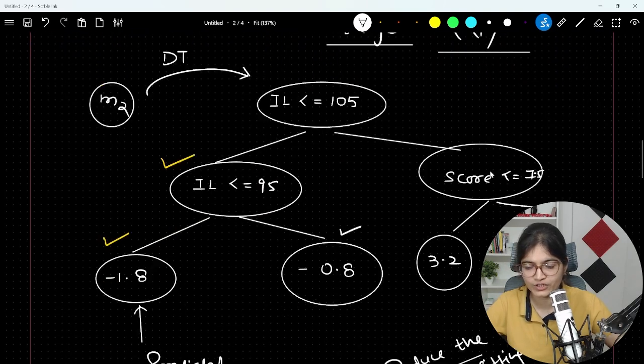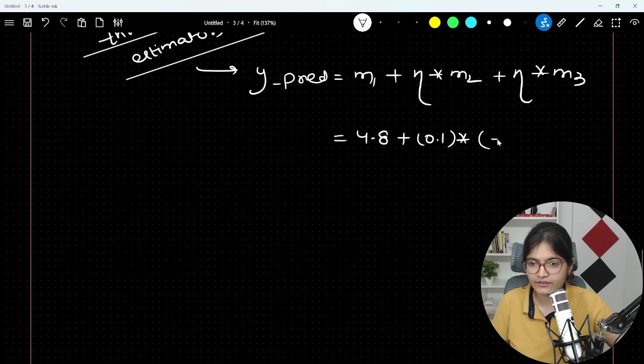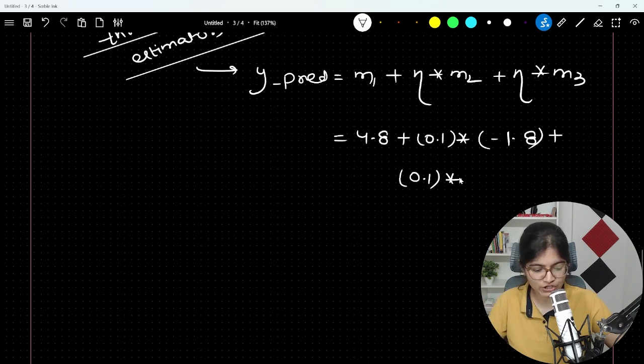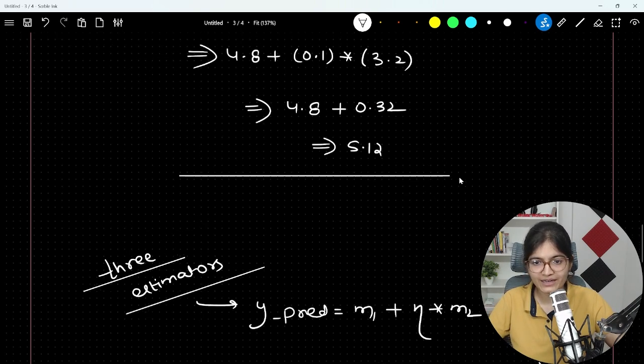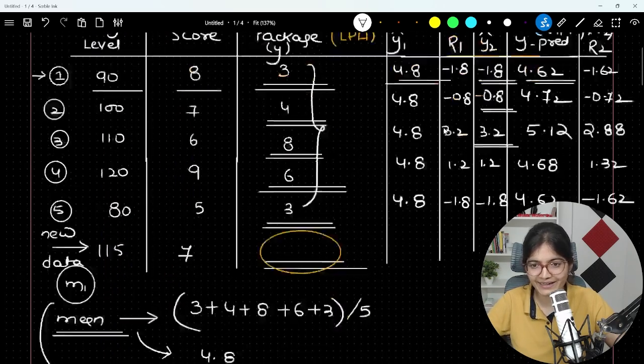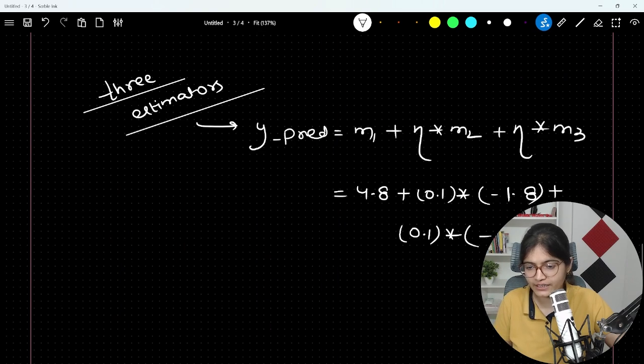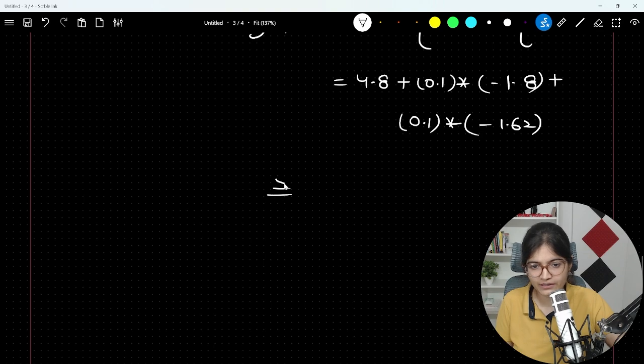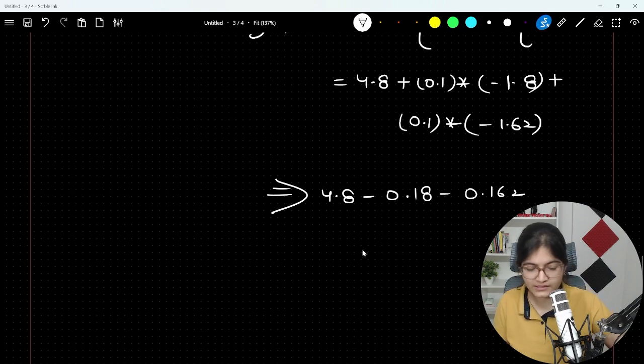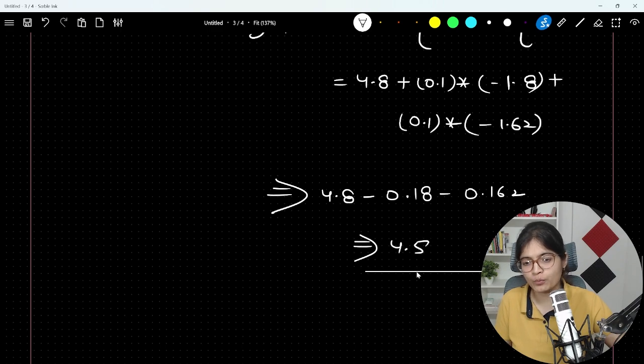The value of M2 is Y2 cap, negative 1.8, plus again 0.1 times the prediction given by model M3. It is nothing but negative 1.62, which is the residual of the R2 value. If you solve this, it will be negative 0.18, negative 0.162. So this result is approximately coming out to be 4.5.